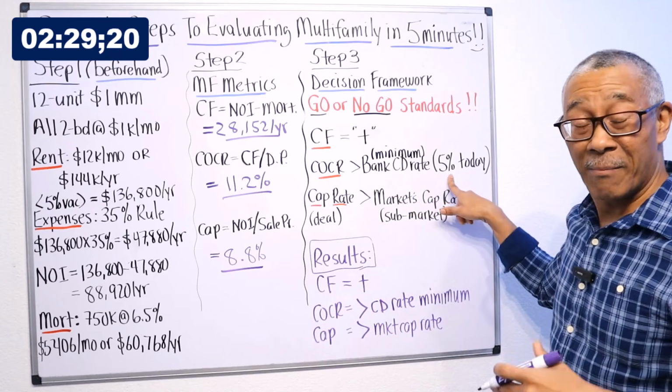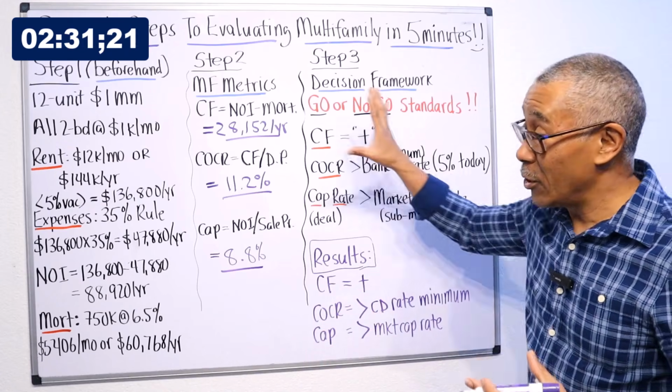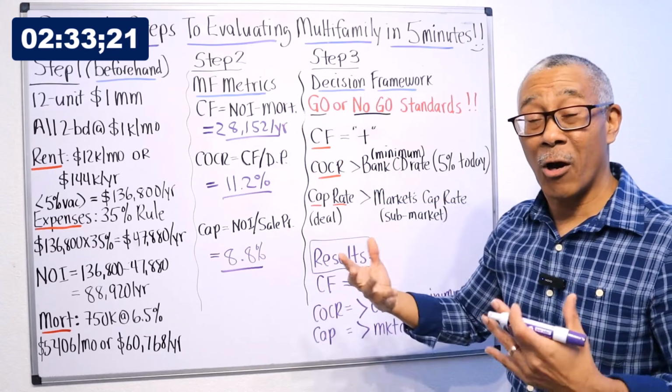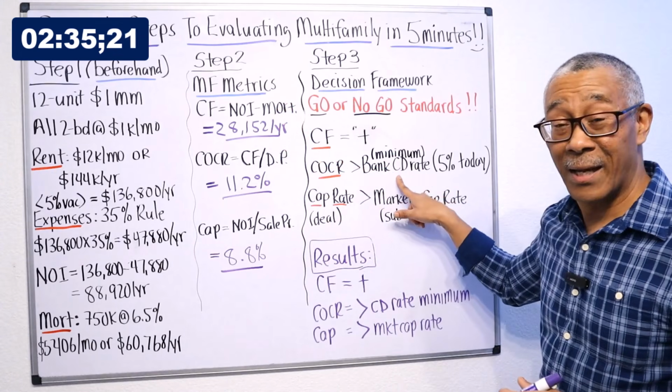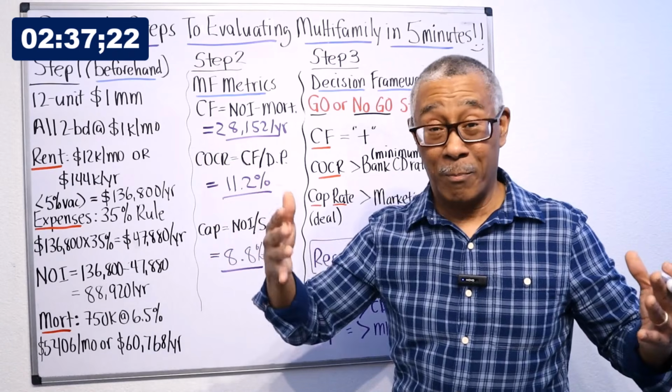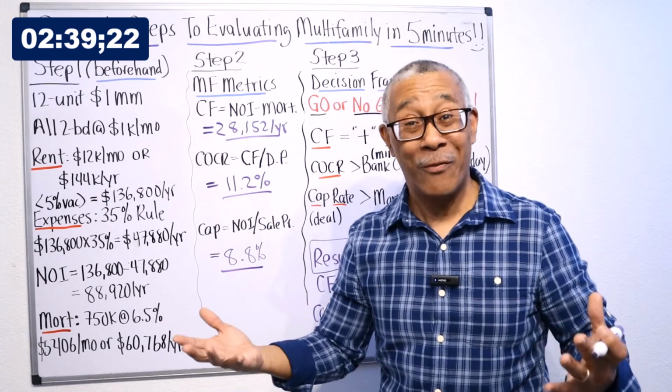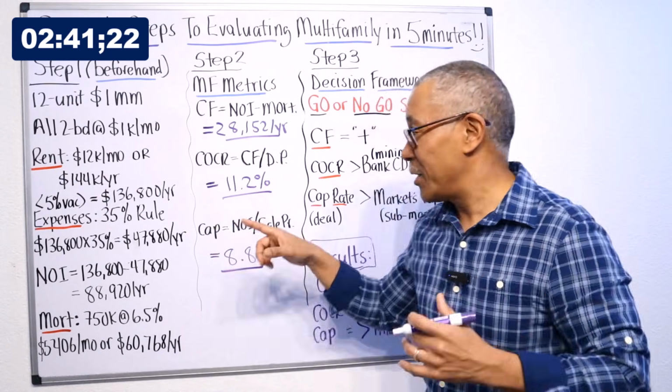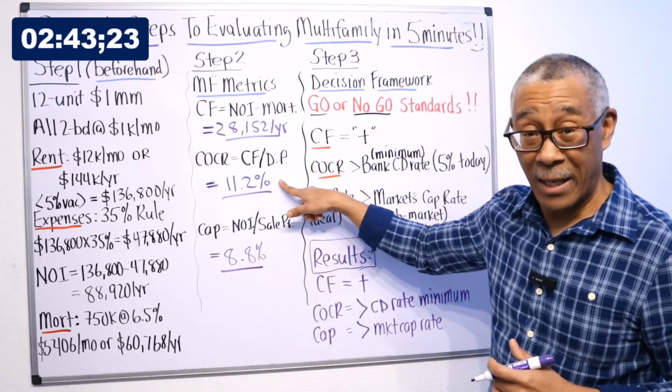Today, CDs are getting about 5%. So your multifamily deal must have an ROI of greater than 5%. If not, put your money in the bank. I earned 5%, right? So this deal produces twice that. Okay, so we're good here.